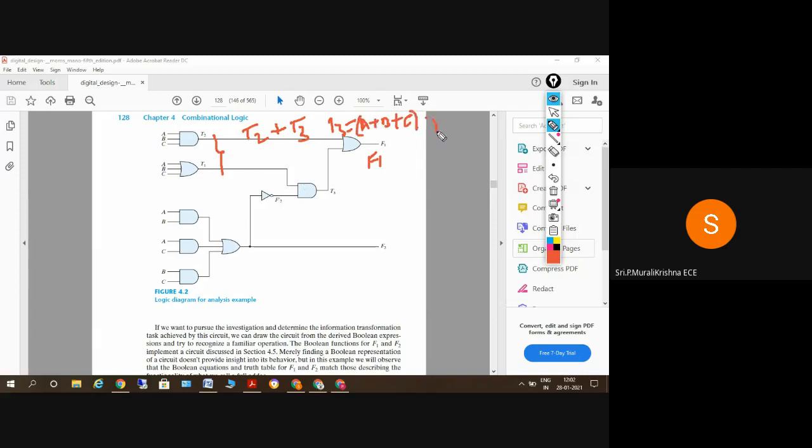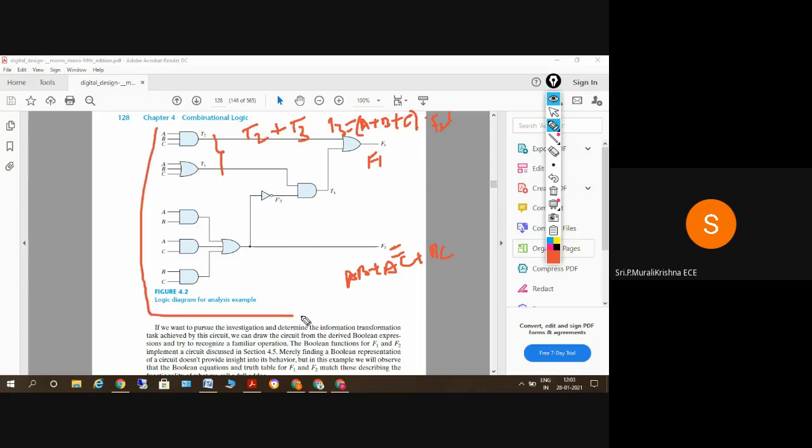into F2 bar. So this is how we have to do it. Coming to T2, T2 is equal to A into B into C. And coming to F2, what is F2? F2 is nothing but AB plus AC plus BC. So straight away we get the value of F2: AB plus AC plus BC. This is how we do the analysis.